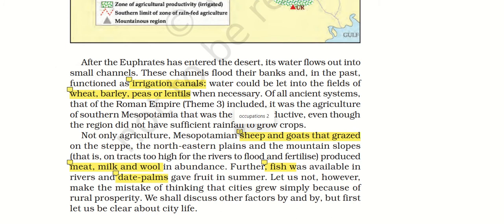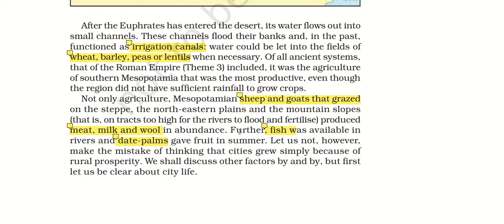So the first occupation is agriculture. The next, grazing, sheep and goats, animal husbandry. The next occupation is based on animal husbandry, which would mean meat, milk, and wool. Next occupation, fishing. And the last one, growing date palms and selling these fruits.